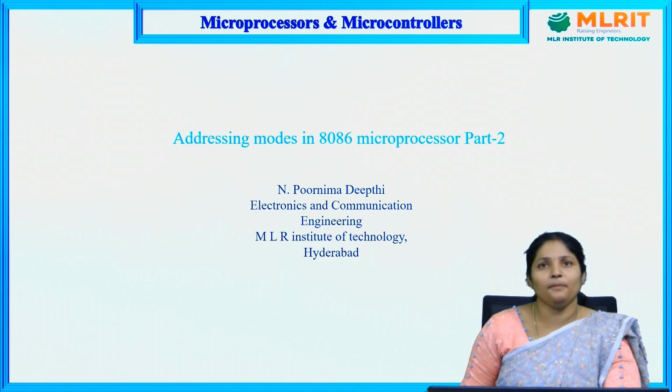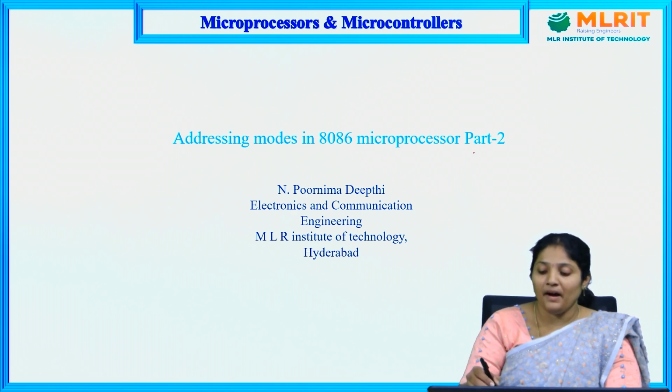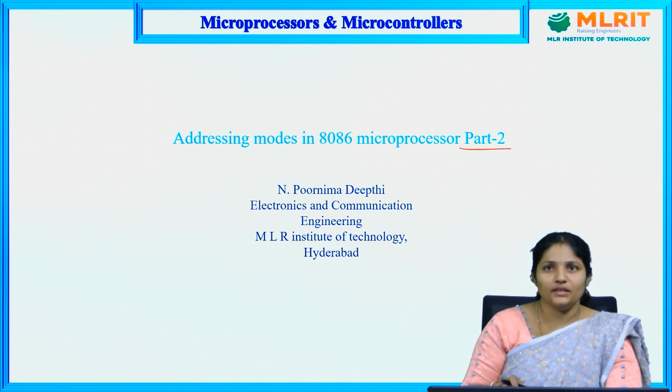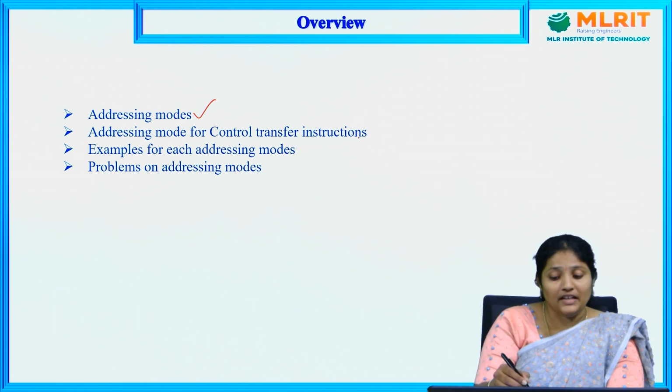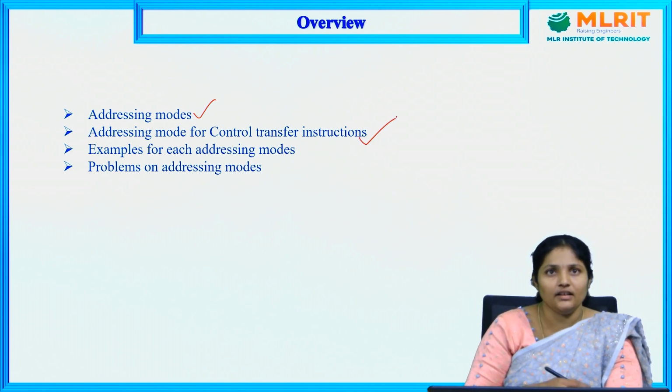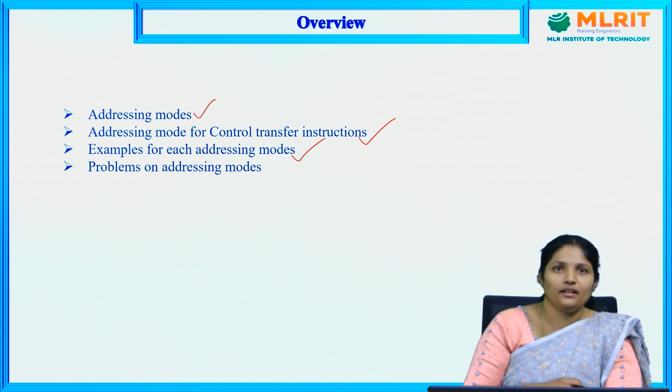So this is part of the series Microprocessors and Microcontrollers, and this addressing modes topic is part 2. Already in part 1 addressing modes have been discussed. In this part 2, I'll discuss what addressing modes are and how many types there are for control transfer instructions, and for each addressing mode I'll discuss examples and how to calculate the physical address for the given instructions.